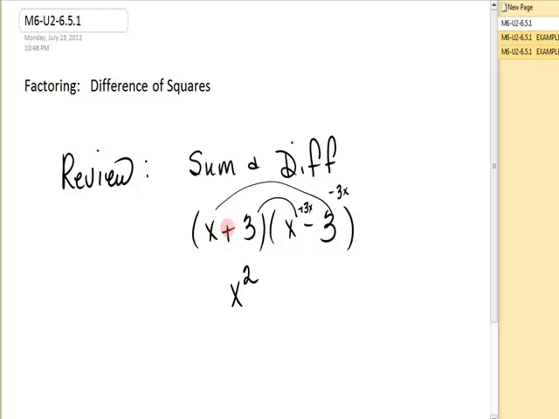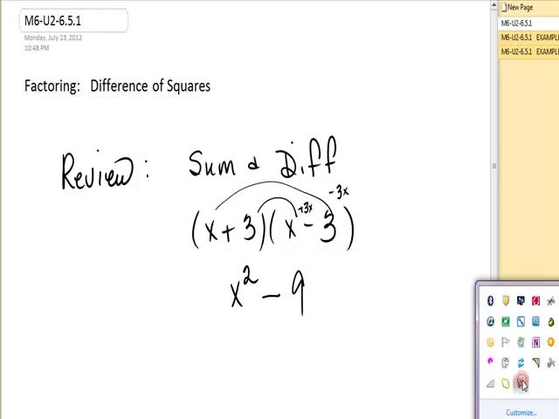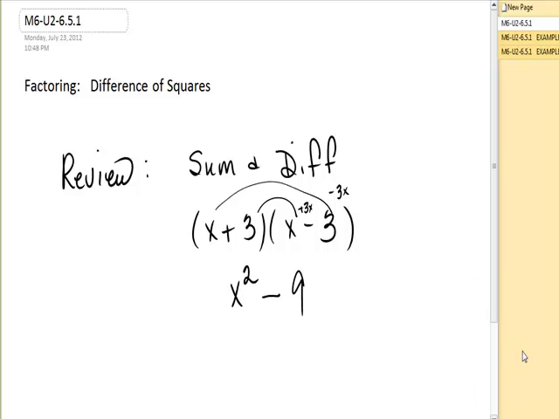The product of the last is a positive times a negative, so it's always a minus, and 3 times 3 is 9. The answer that we got as a product was always a difference, because it was minus. This was always the square of the first one, and this term was the square of the second one. It was the difference of squares. So a sum and difference product gives you the difference of a perfect square and a perfect square.